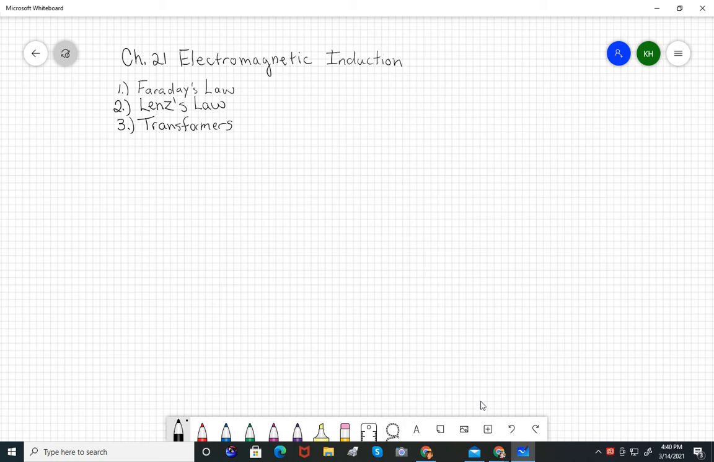So we have three big topics. One is Faraday's law. The second is Lenz's law. And then finally, we're going to spend some time on transformers. As you read through the chapter, the other topic that we're not going to really talk about is inductors and inductance.